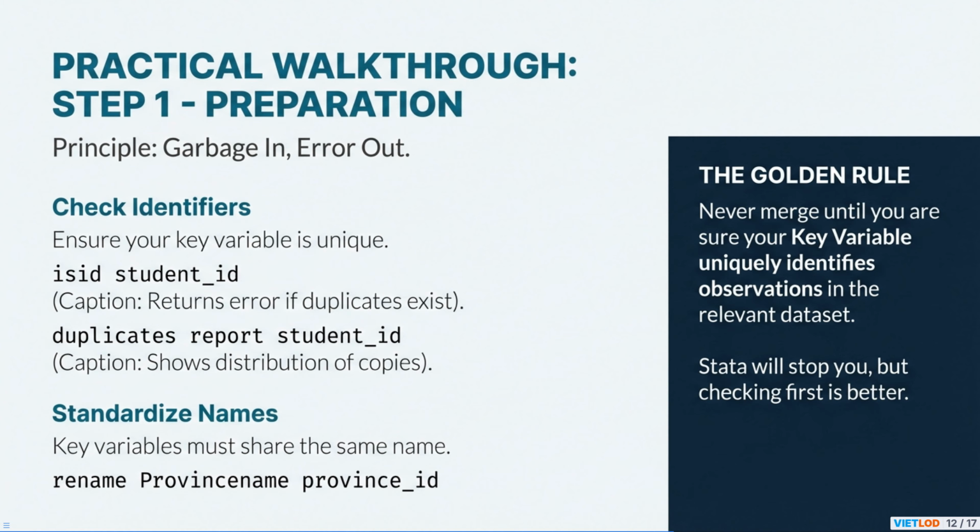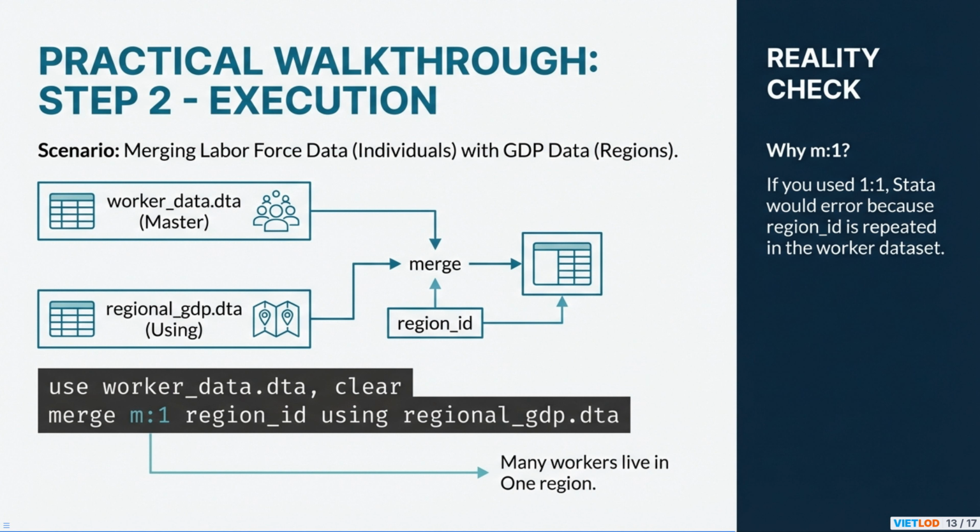The first and most important step is preparation. Remember the principle: garbage in, error out. The success of your merge depends entirely on the quality of your key variables. First, check your identifiers. You must ensure your key variable uniquely identifies observations where it's supposed to. The isid command will return an error if the variable is not a unique identifier. The duplicates report command shows the distribution of duplicate values.